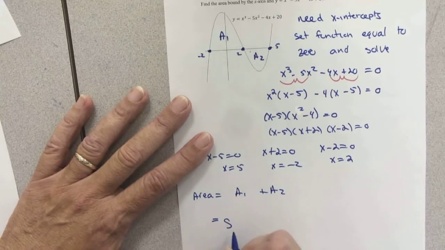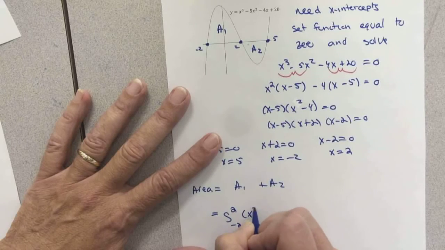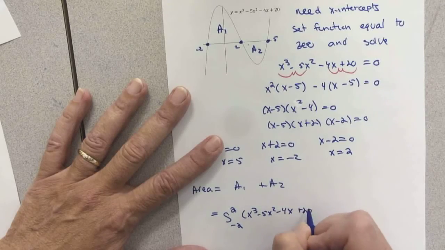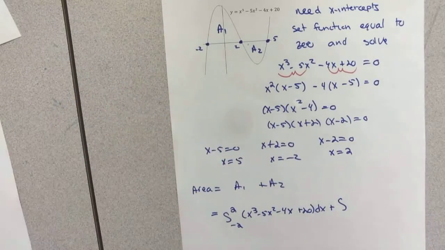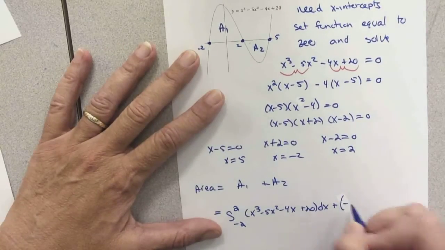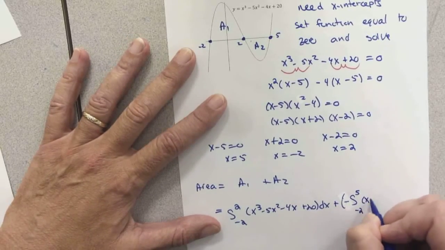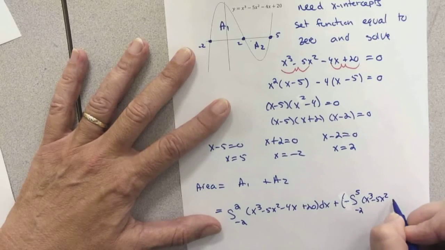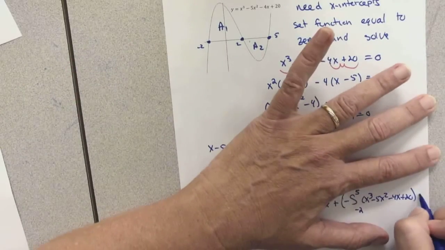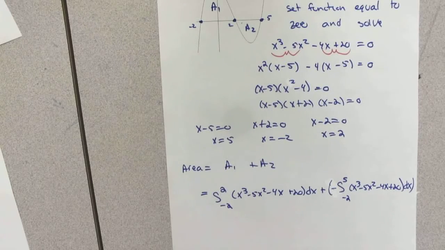The first region, from left to right, goes from negative 2 to 2 of x cubed minus 5x squared minus 4x plus 20 dx. And the second region, since it's below the x-axis, will be negative the integral from negative 2 to 5 of x cubed minus 5x squared minus 4x plus 20 dx. And there are the two integrals that are necessary to find the area.